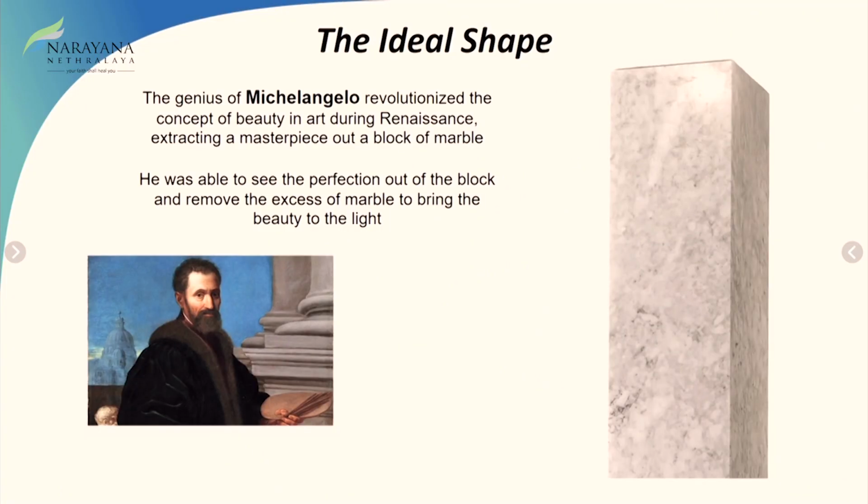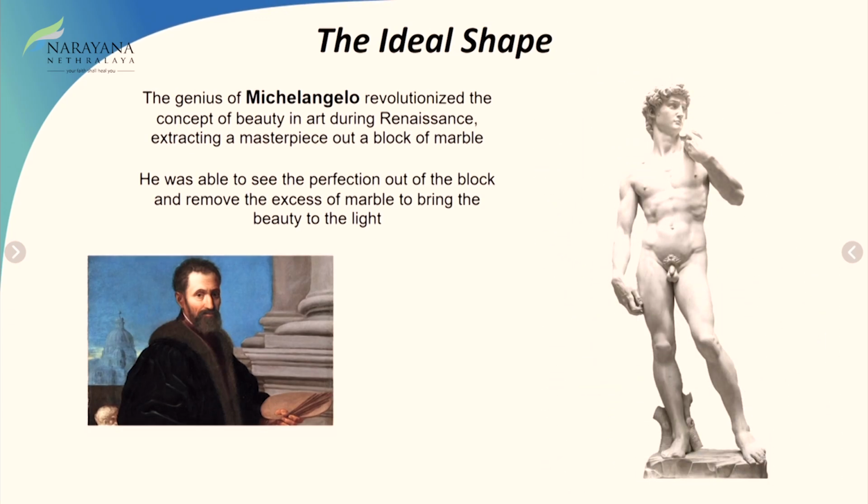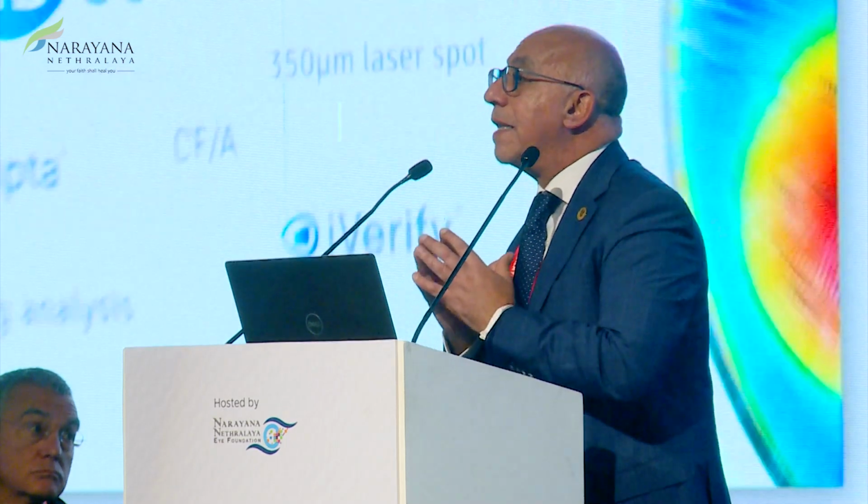Let me first tell you that the genius of Michelangelo was the one who made a revolution in the Renaissance in the art and defining the ideal shape. The genius of him is that he could imagine a marvelous shape or a marvelous statue like the David out of a block of marble, by taking out the excess, exactly as his imagination. This is again a change of our paradigm, a revolution of our refractive surgery concepts: taking the excess of the cornea to define the ideal shape. Again, by carving the cornea and taking out the excess.